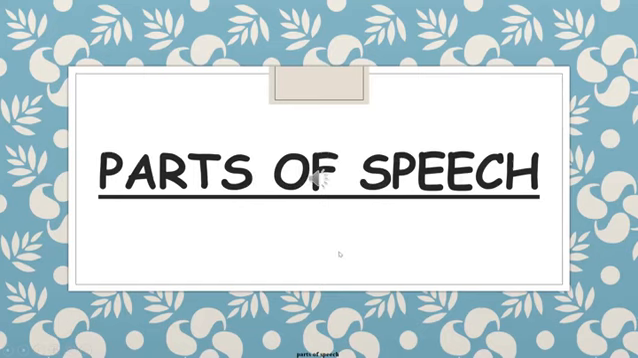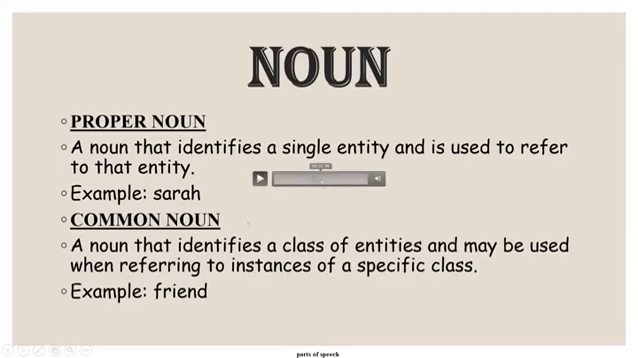Parts of speech. The speech which we speak in the form of sentences consists majorly of 8 different parts, which are noun, pronoun, verb, adjective, adverb, preposition, conjunction, and interjection.